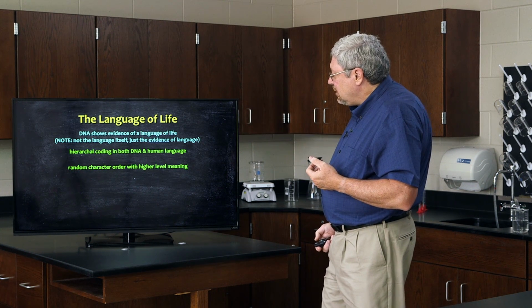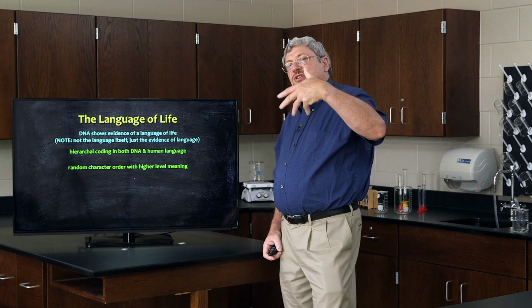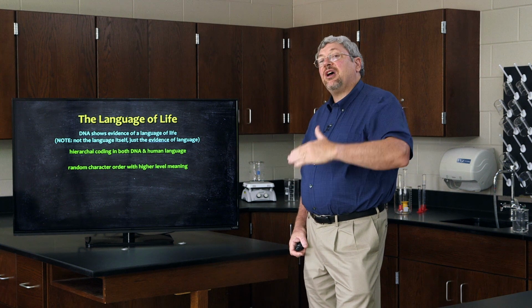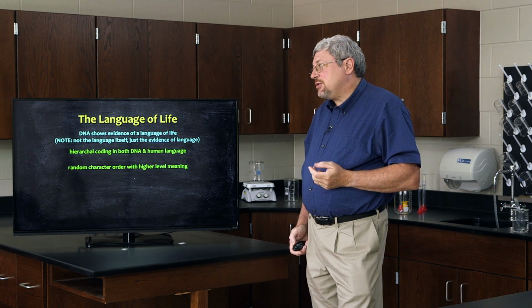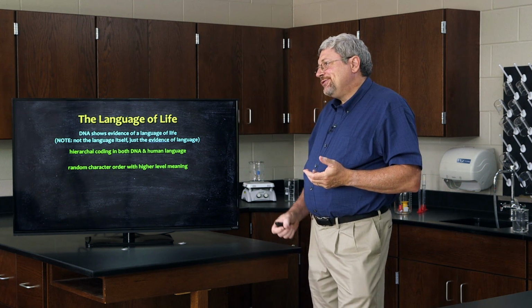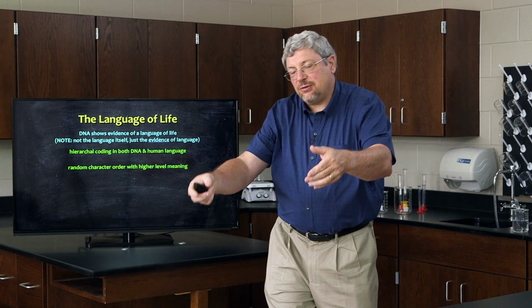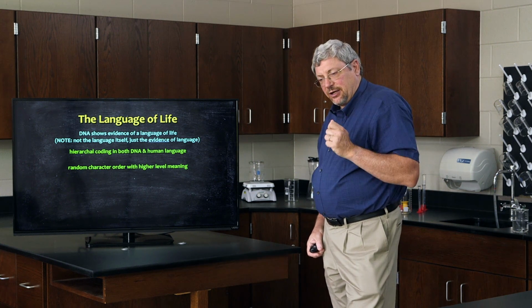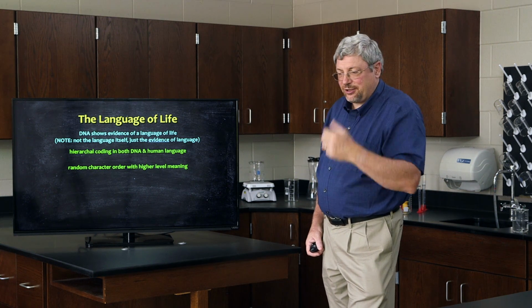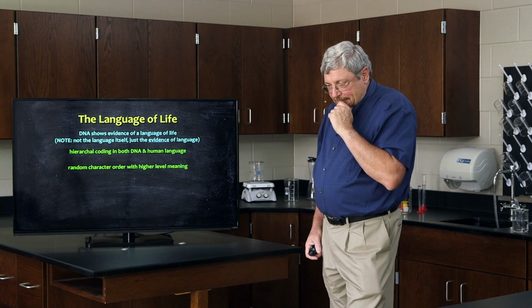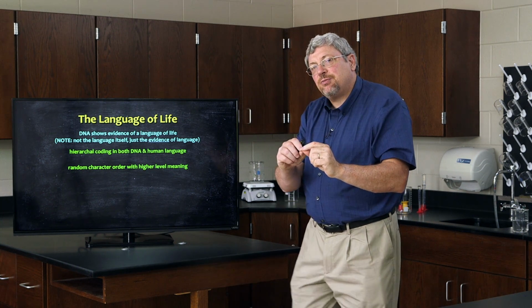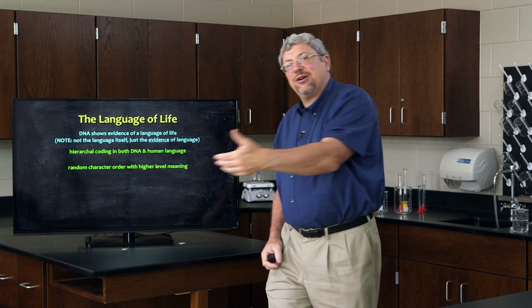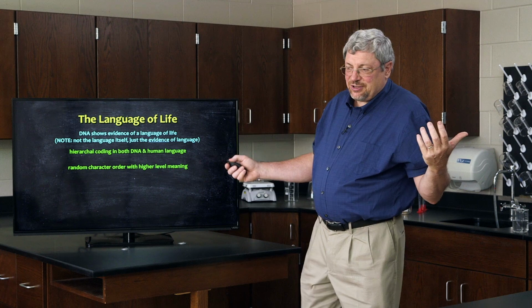A second characteristic of language that seems to be found in DNA is what we call a random character order with a higher level meaning. If you were to throw, let's say, a sentence into a computer and ask it, when you see a particular English letter, like an A or a B or a C or a D, whether it can predict the next letter. How predictable is the next letter in a sequence of letters in a book?